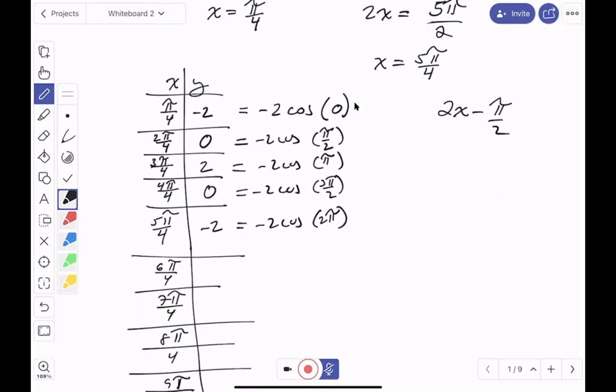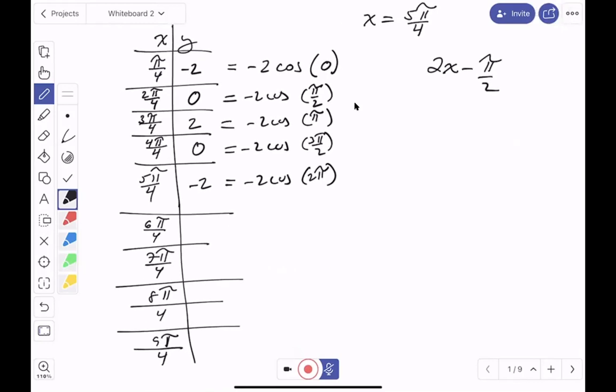I hope you realize I'm back in the same old pattern problem. And what's the pattern going to be? I'll point it out to you. Minus 2, we're back at the beginning. Then it goes 0, 2, 0, minus 2. Let's put that down.